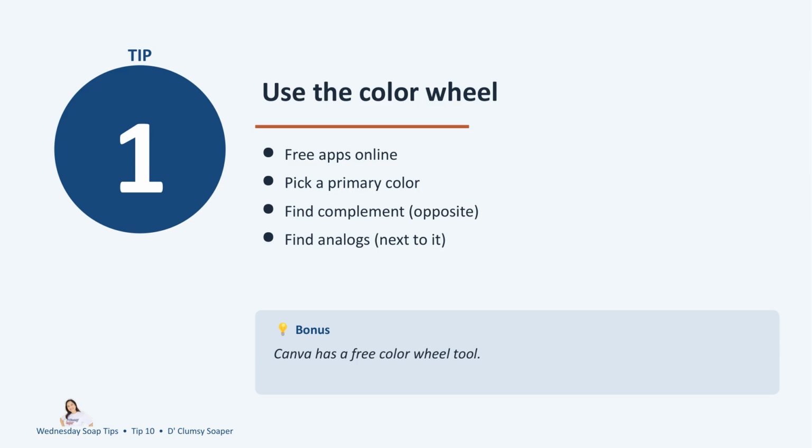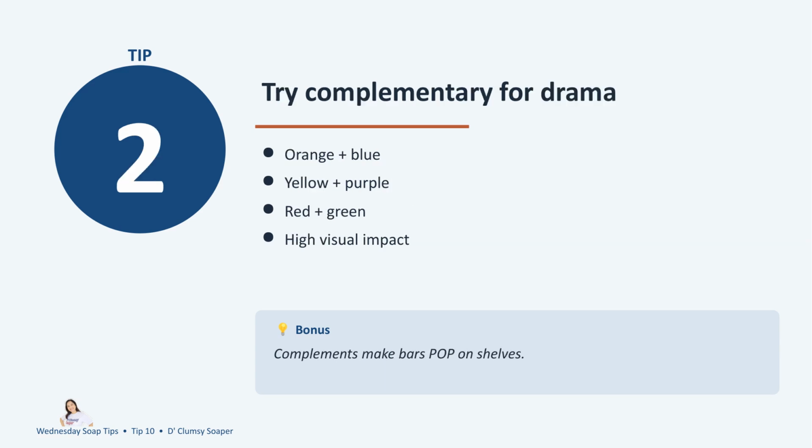Now, here is a tip that can genuinely transform how your soap bars perform on a market table or retail shelf. Complementary colors sit directly opposite each other on the color wheel, and that opposition creates maximum contrast and visual tension. Think of a sunset where deep orange blazes against a blue sky. Your eye cannot look away. That is exactly the effect you want. Orange and blue, yellow and purple, red and green, these pairings create high visual impact that makes your bars impossible to ignore.